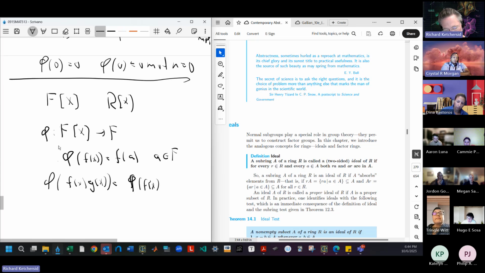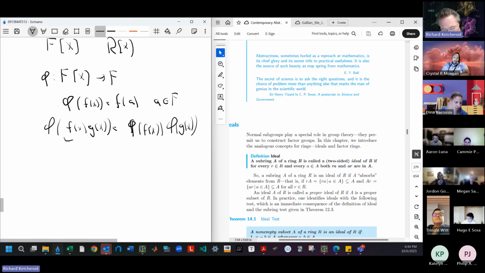And then the product of f, g of x. Just to be clear, this product here is not composition. This product here is just products of polynomials, right? Just to be clear about what that product is. So this should be phi of g of x.